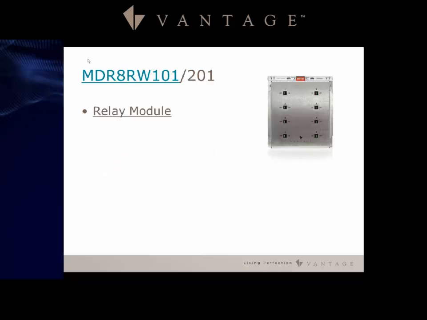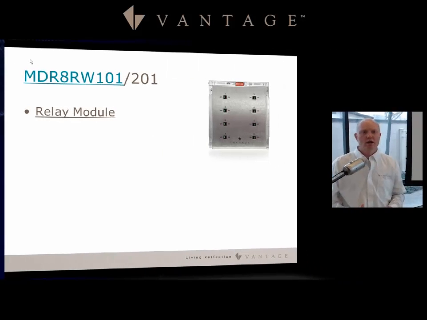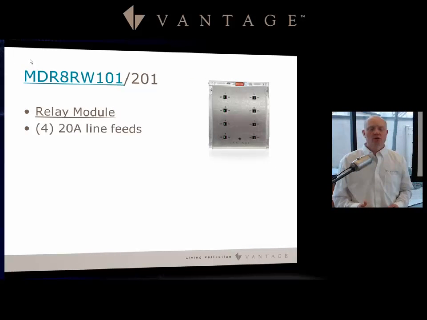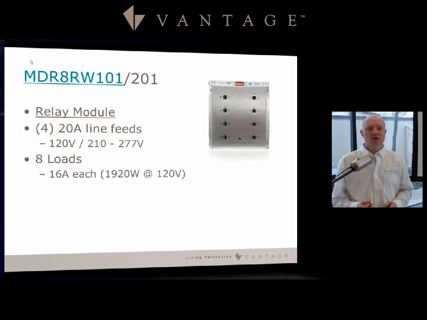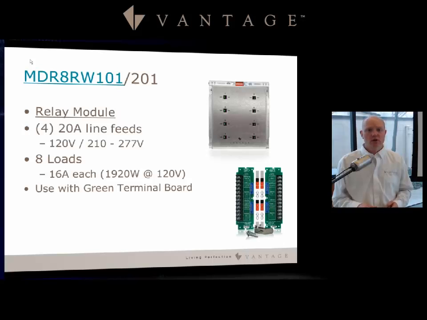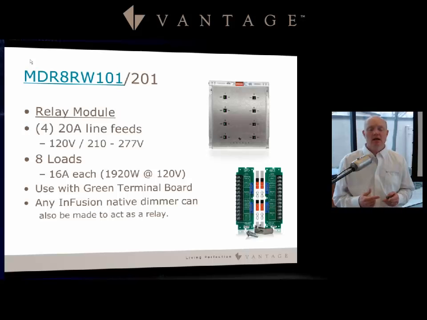So the next module I want to talk about is the MDRA 101 and 201. This is our relay module. It has 4 20 amp line feeds in. The 101 is a 120 volt model. The 201 is the 210 to 277 volt model. This does have 8 loads, up to 16 amps each load. This does utilize the green terminal board as well. Something to always keep in mind, any Infusion native dimmer can be used as a relay, and in the software you would set it up so that it would function as a relay.